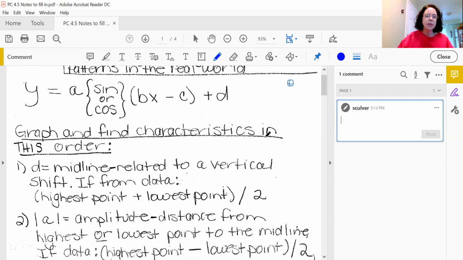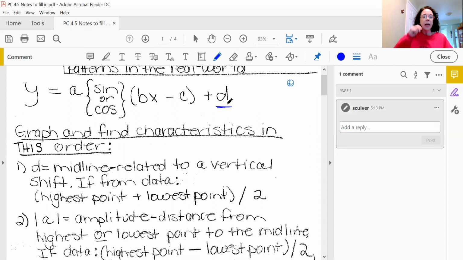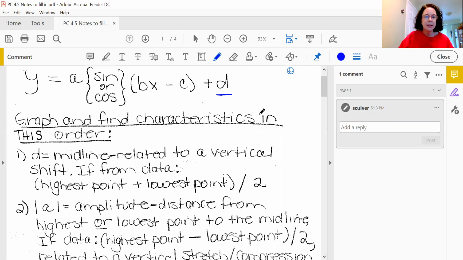So the first thing I do is I find D, which is the midline, and that is related to a vertical shift. So if there is no D, meaning that there's a plus 0 for D, then notice for the cosine and sine graph that its midline is the x-axis. So if you do not see a plus D in a sine or cosine equation, that means that the x-axis is still the midline. If you have data, a list of data, the midline would be your highest point plus your lowest point divided by 2, right? Because that would be an average.